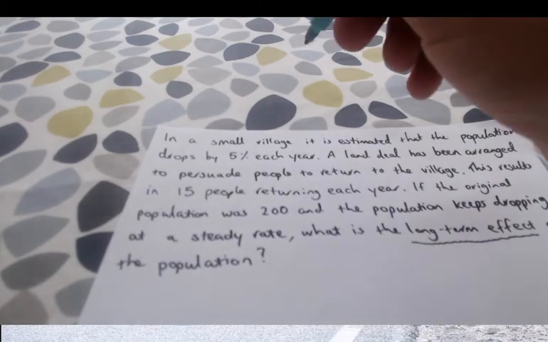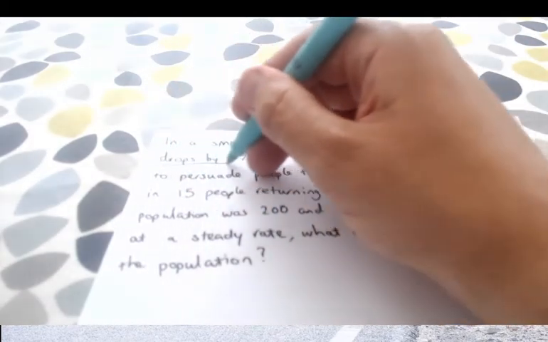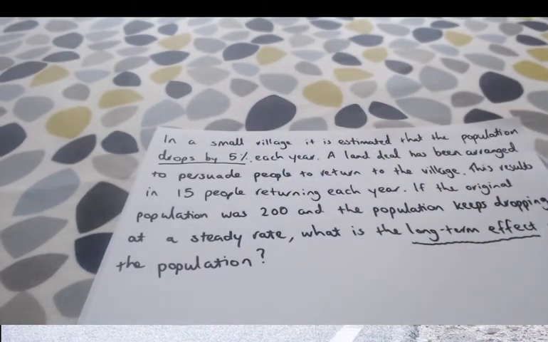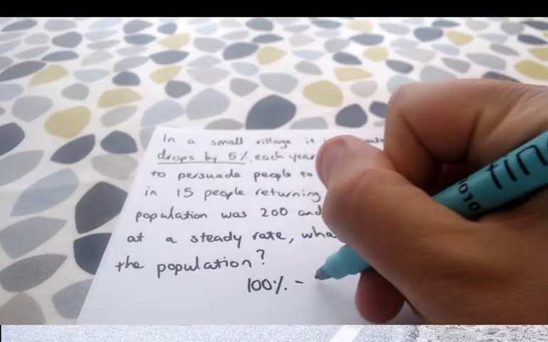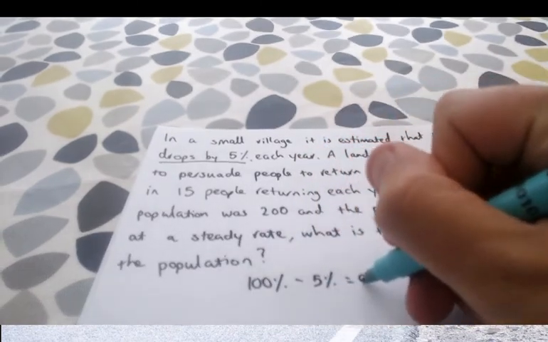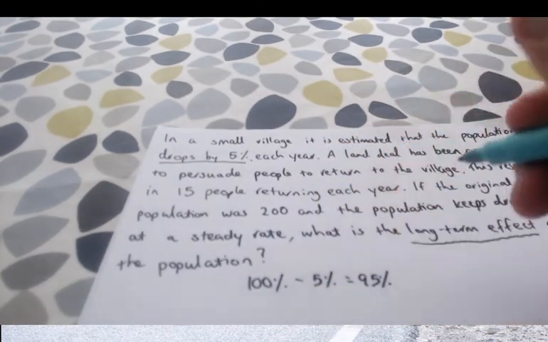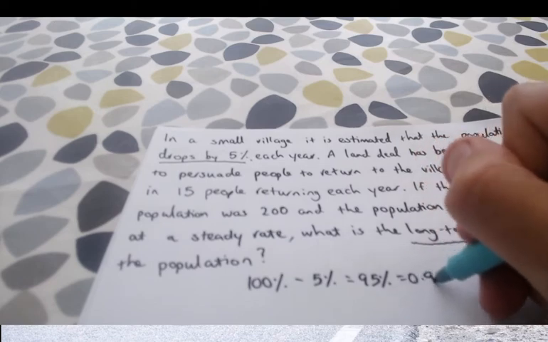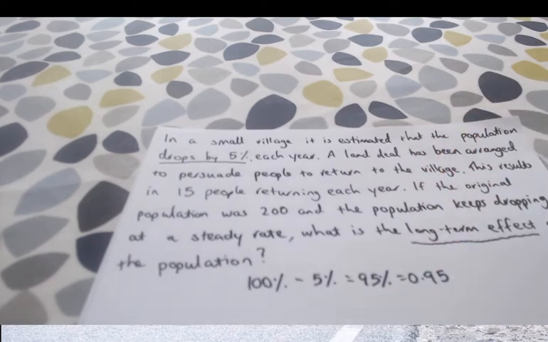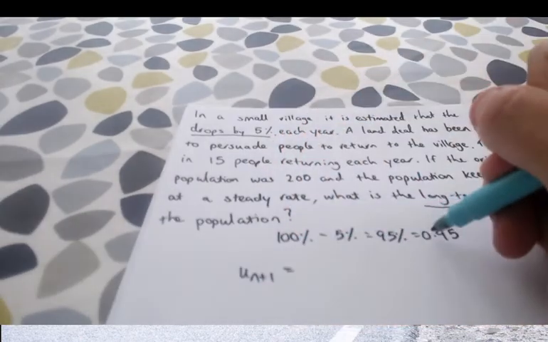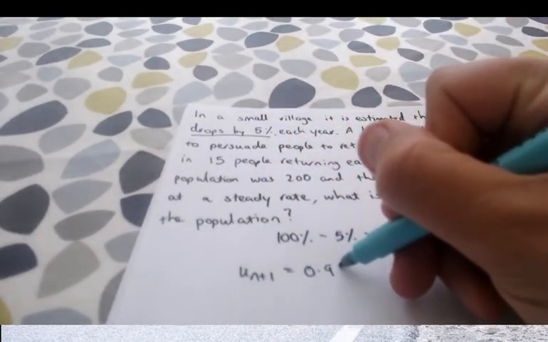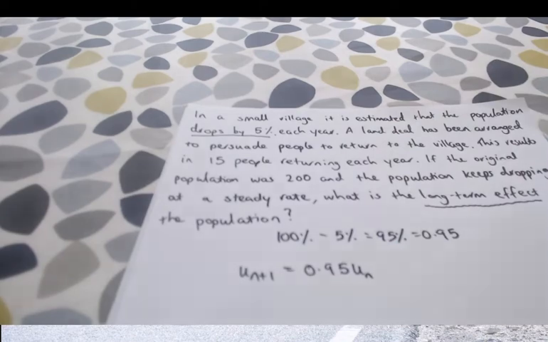So, what's my percentage? It's a 5% drop each year. So if I start at 100%, I take off my 5%, that is 95%, and if I change that to a decimal, it's 0.95. So I go to my recurrence relation, 0.95 is what I'm multiplying by each time, so that's un.